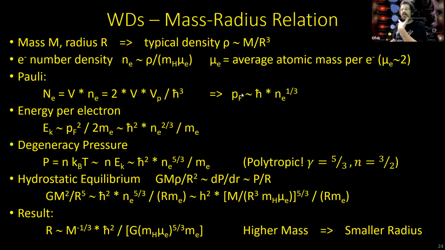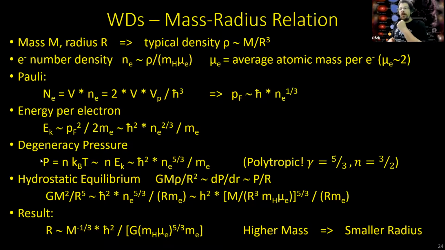This immediately gives me the Fermi energy, or the kinetic energy of my highest level electrons, as p squared over 2 m_e, the mass of the electron. So I get h bar squared, number density of electrons to the 2/3 power, divided by m_e, and I again ignore the factor of 2.